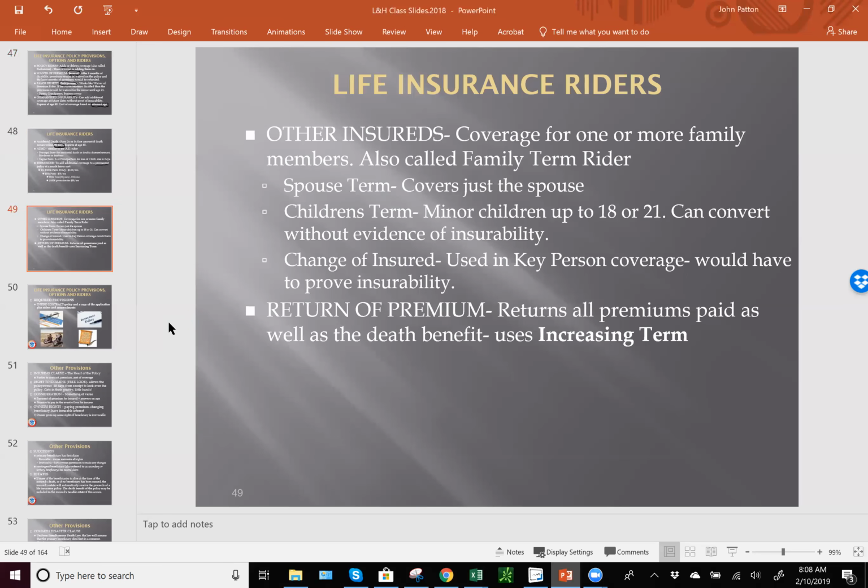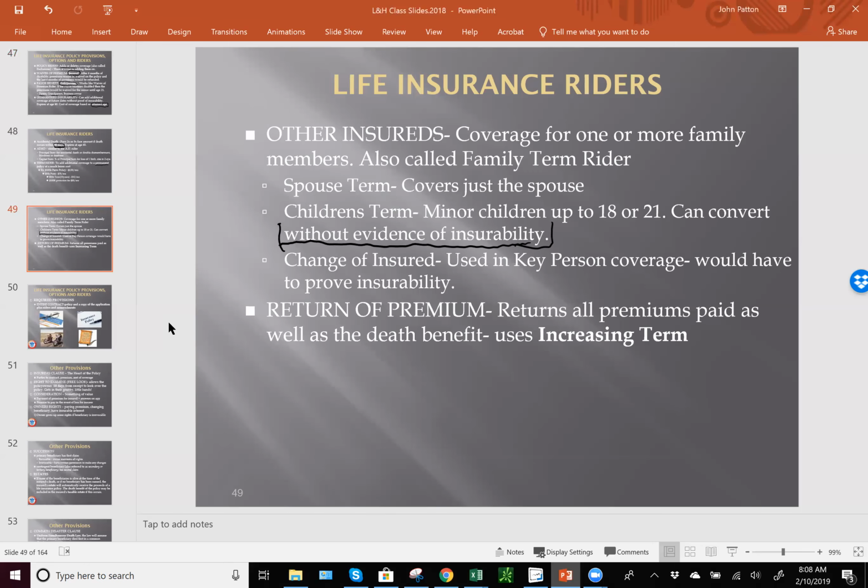The benefit of that is that the kids can convert to a permanent policy once they reach an attained age like 18 or 21 without evidence of insurability. So that's really the key on this rider, is that they can convert without evidence of insurability.